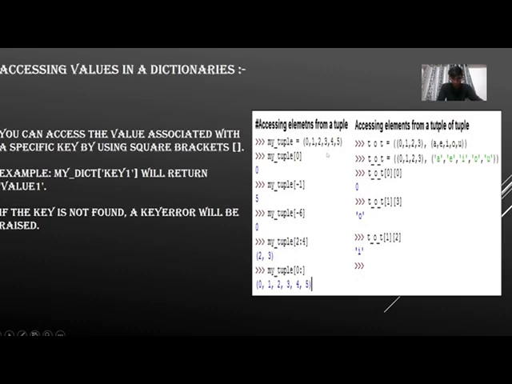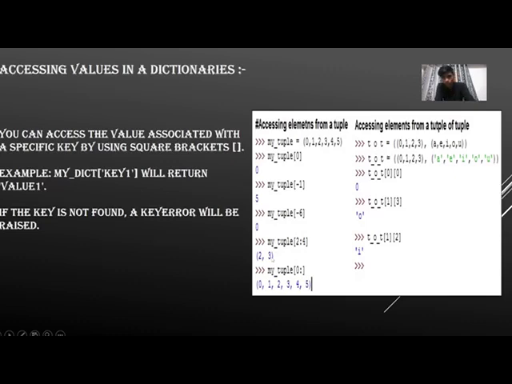If you see accessing elements from a tuple, my_tuple equals 0, 1, 2, 3, 4, 5. So my_tuple[0], the first place, always starts with 0, so it will be 0. My_tuple[-1], the minus 1 counts from the end, so it's 5. Minus 6 is 0. Minus 2 to 4 is 2 comma 3.